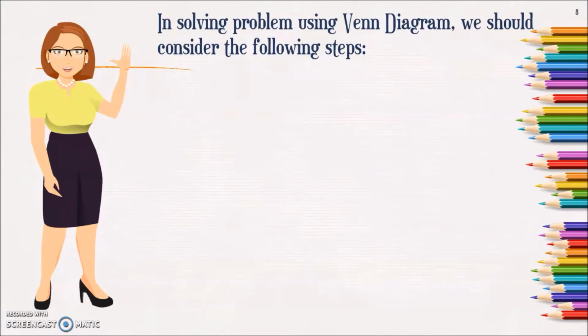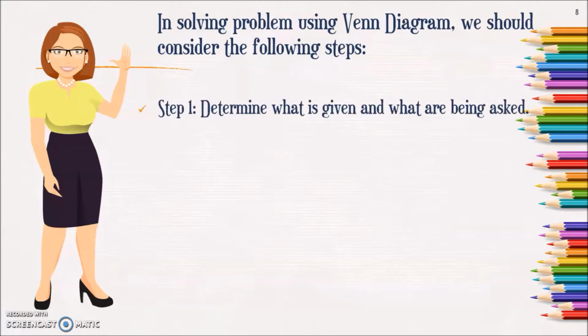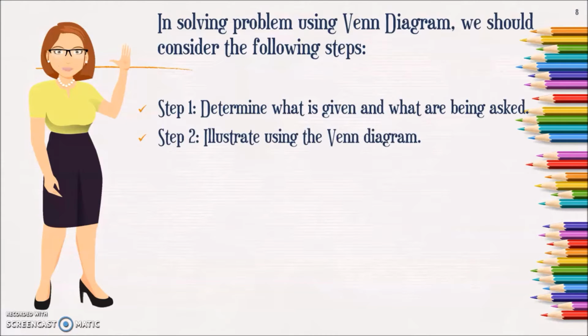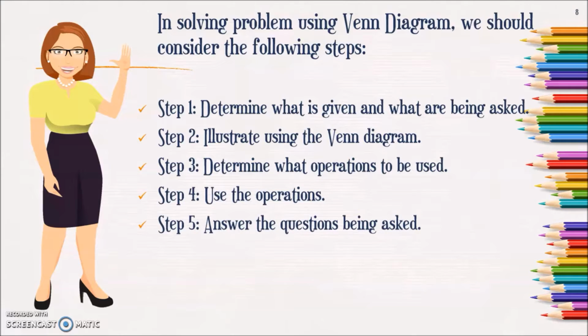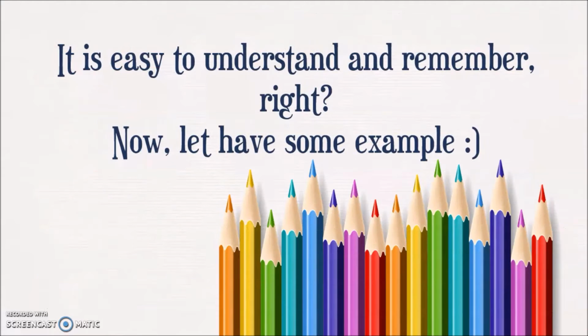So, in solving problems using Venn diagram, we should consider the following steps. Step 1. Determine what is given and what is being asked. Step 2. Illustrate using the Venn diagram. Step 3. Determine what operations to be used. Step 4. Use the operations. And step 5. Answer the questions being asked. It is easy to understand and remember, right? Now, let's have some examples.